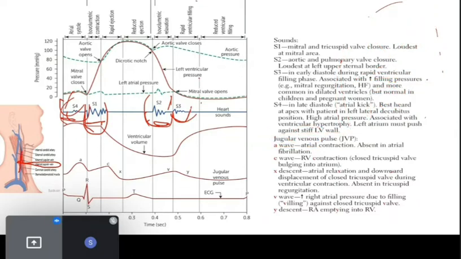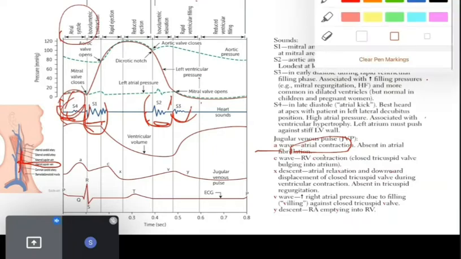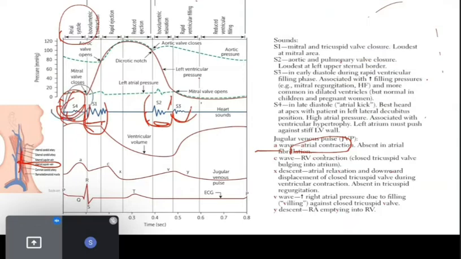Now let's see here. You have the A wave from the atrial contraction. So we talk about the atrial contraction here, which is the same as S4, if you remember. The atrial contraction was the same as S4. And here you have the A wave. So the A wave is from the atrial contraction, and you have the A wave in the jugular pulse.